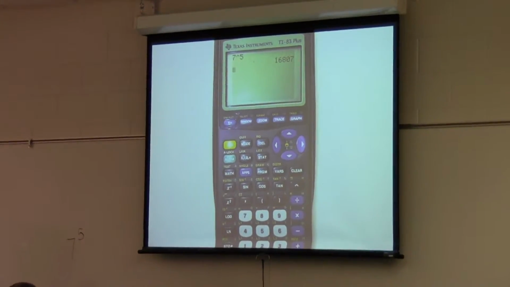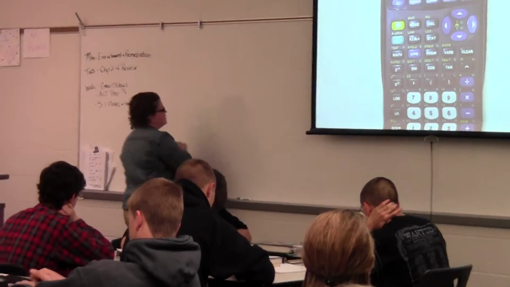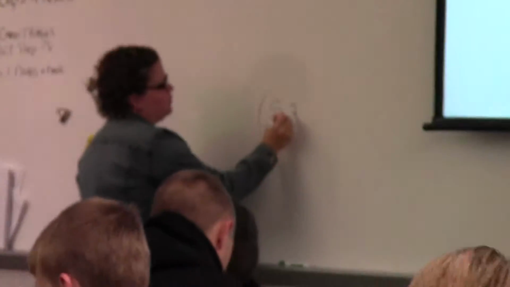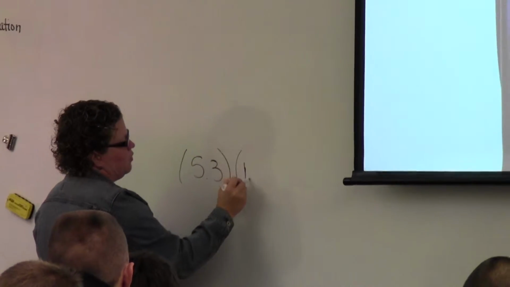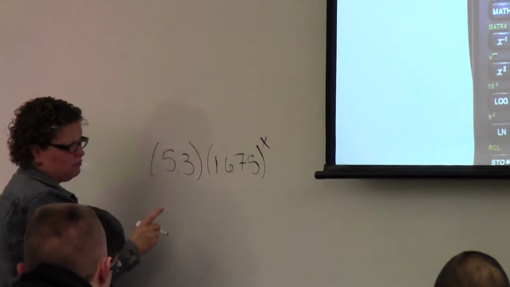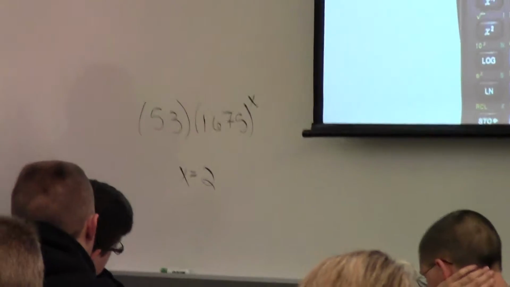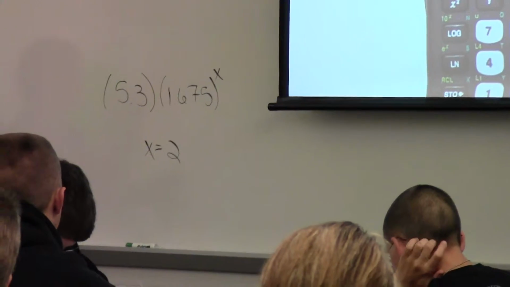By the same token then, sometimes they're going to give us these weird little ditties like 5.3 times 1.675 raised to the x power when x equals 2. And they want you to use some order of operations there.